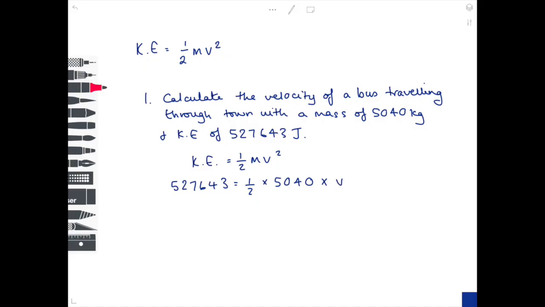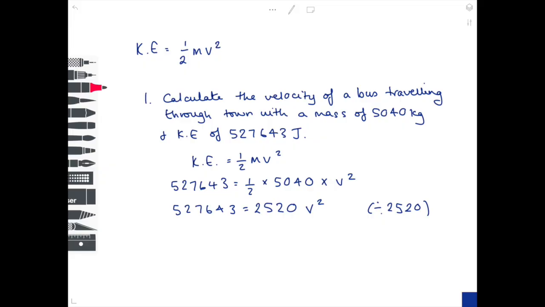And we're looking for velocity, so we keep that as v squared. The easiest thing now is to work out half of the mass, which is 2,520, times that by v squared. Now we need to get v squared by itself, so the way in which we do that is divide both sides by 2520.